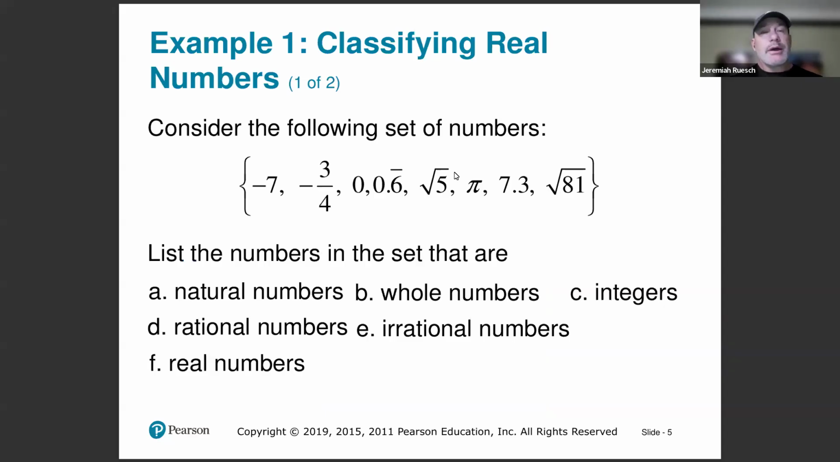So in this example, we're considering the set of numbers -7, -3/4, 0, positive 0.6 repeating, square root of 5, pi, 7.3, and square root of 81. If we were to categorize which numbers belong in which sets, the natural numbers only have one element here, because remember the natural numbers are 1, 2, 3, 4, the counting numbers, not including 0. And so the square root of 81 being 9 is the only natural number. A little bit larger subset of real numbers is the whole numbers, and this does include 0. So 0 and 9 would be included in this subset.